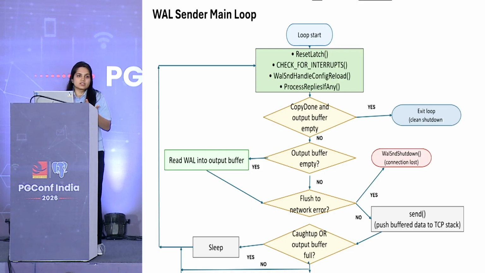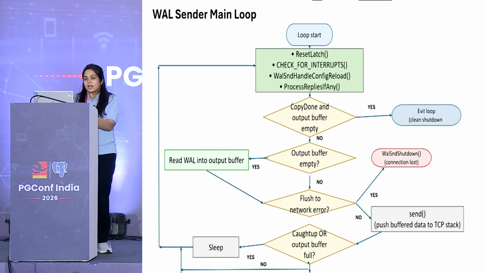Then there is check for interrupts. Since it's a long-running process, it needs to be interrupted. So there's that. Then there is processing of standby replies and other functionality that runs, followed by an exit condition check in that loop, which checks if the standby is done receiving WAL, so standby wants to stop, and the output buffer is empty. Output buffer is something that is sent to the network from the WAL sender. So if it is empty, and copy done has been received, then the WAL sender exits. It's like a clean shutdown.